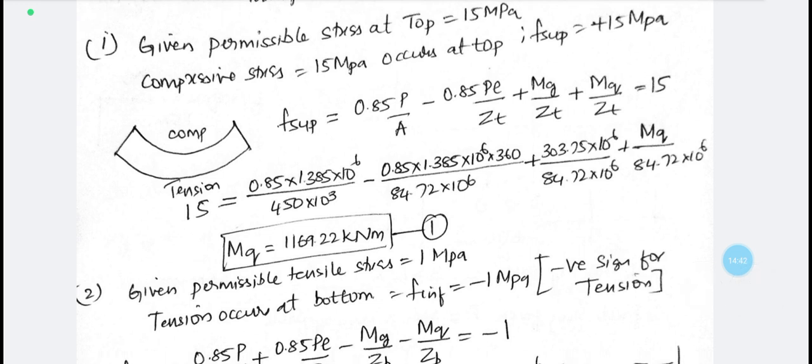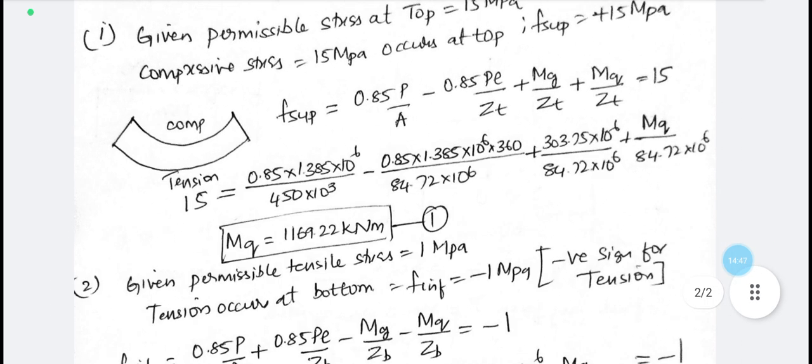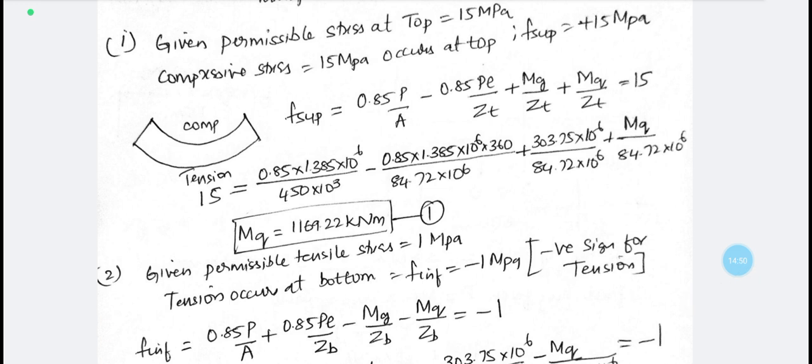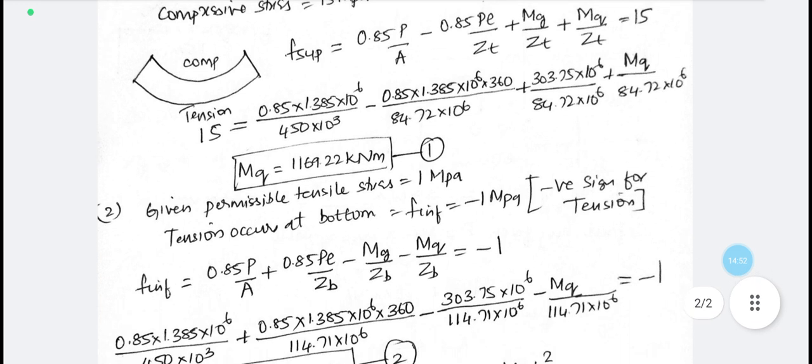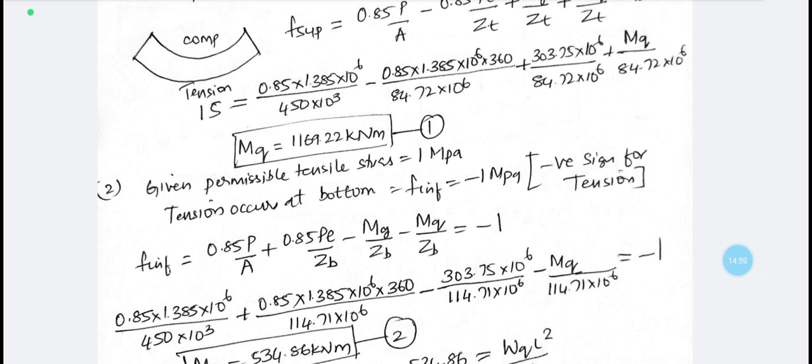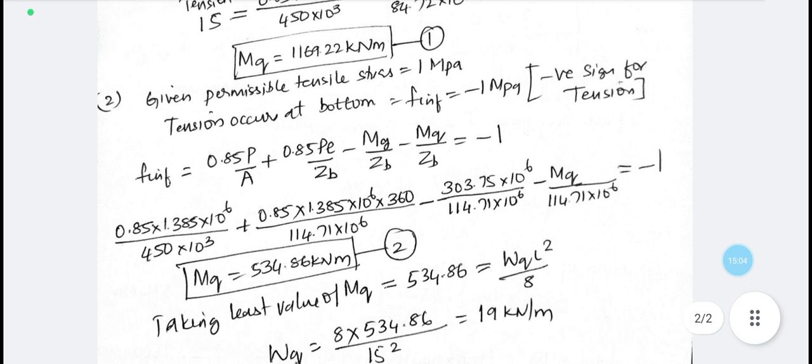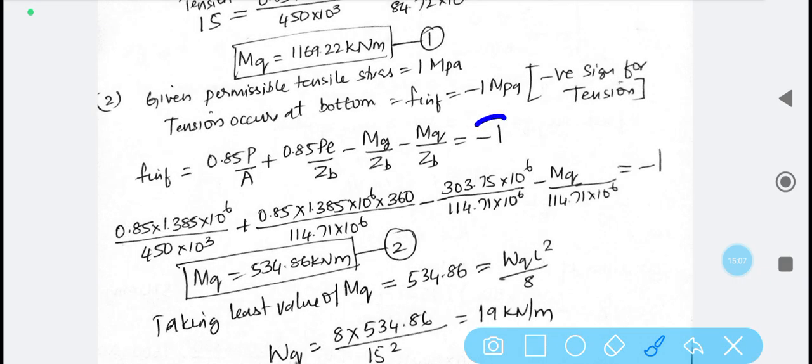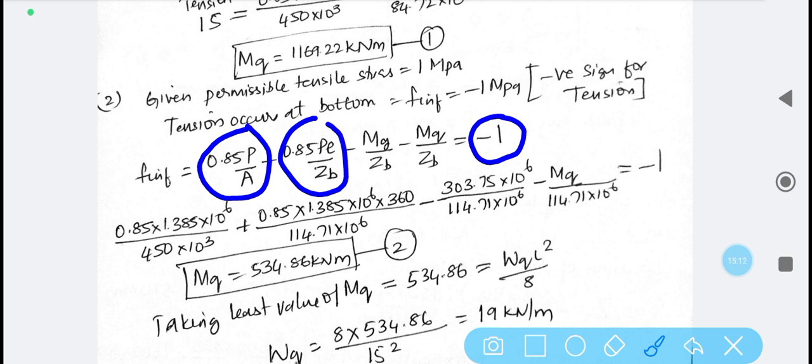finally, we get the bending moment due to the live loading as 1169. The second condition is that the permissible tensile stress is limited to 1 MPa. Here, the sign convention for tension is negative, so it is necessary that the tension sign convention is accounted for here. That is, -1 has to be considered. In addition to that, losses also have to be taken into account, and finally F inferior has to be made equivalent to -1 MPa.